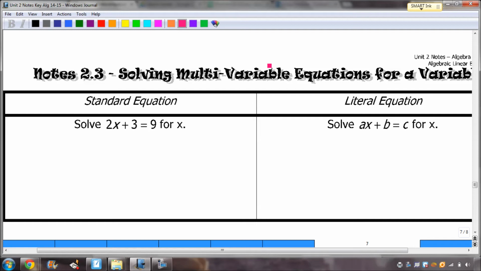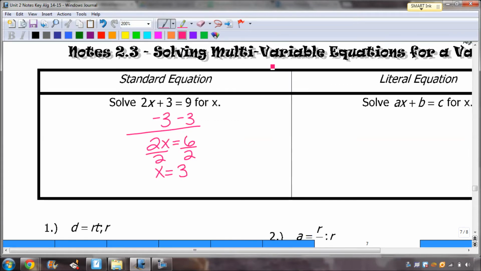Right, notes 2.3 are on solving multivariable equations for a single variable. Now this is going to seem a little strange to you at first, but once you realize that it's just like solving any equation, it's not bad at all. So if you look in the box that's on the top of your paper, there's a standard equation on the left side. Please press pause and solve this equation and then come back to me when you are done.